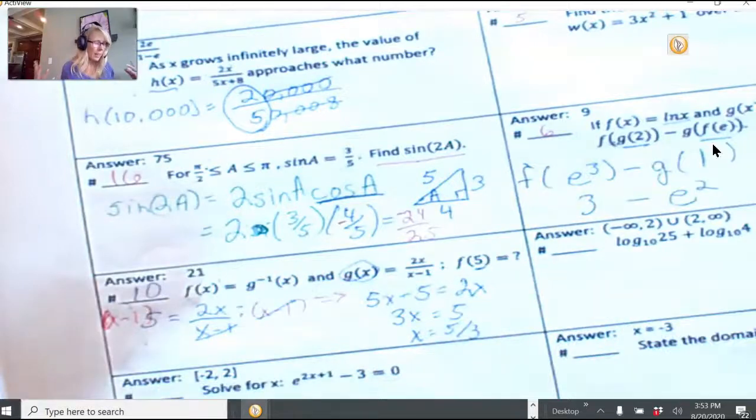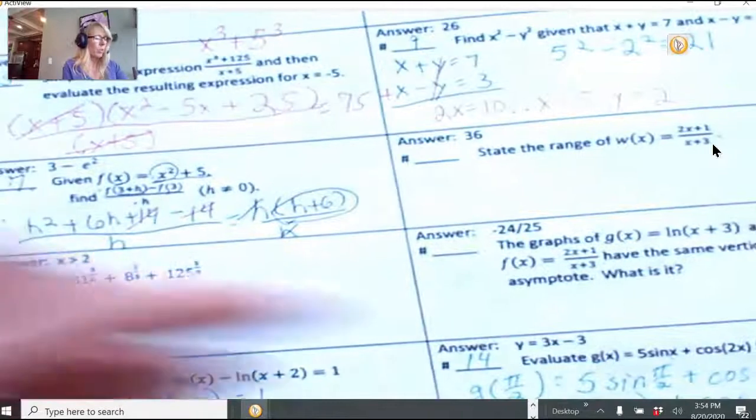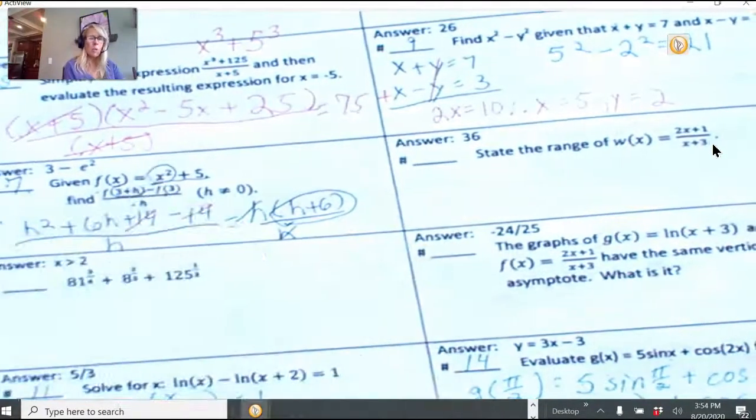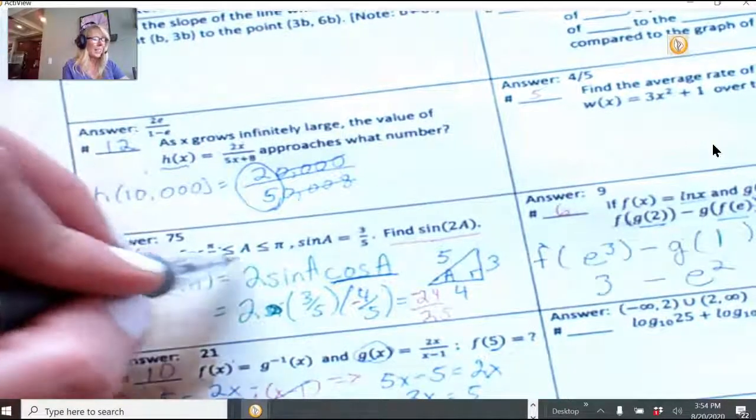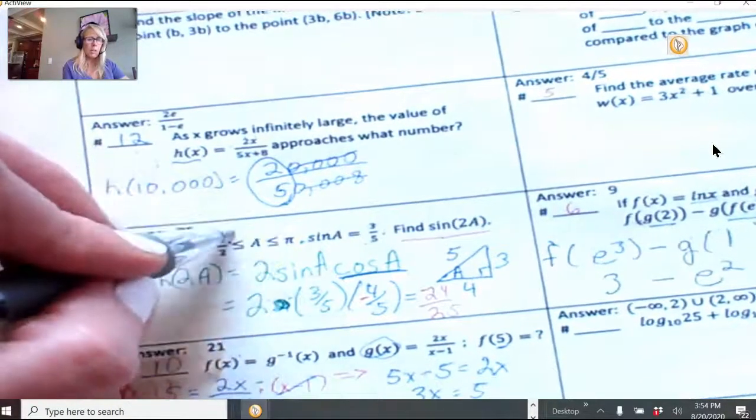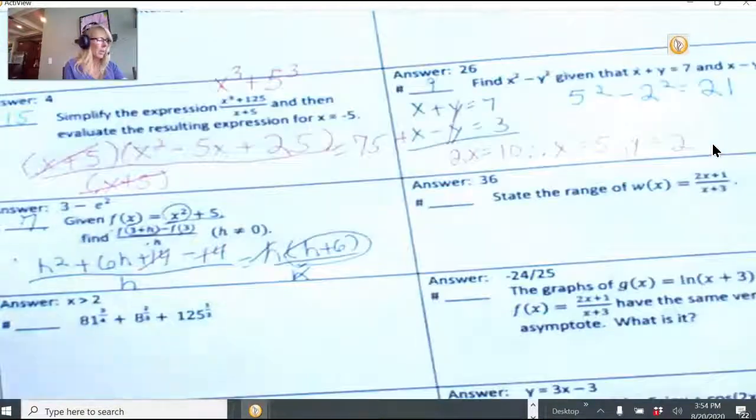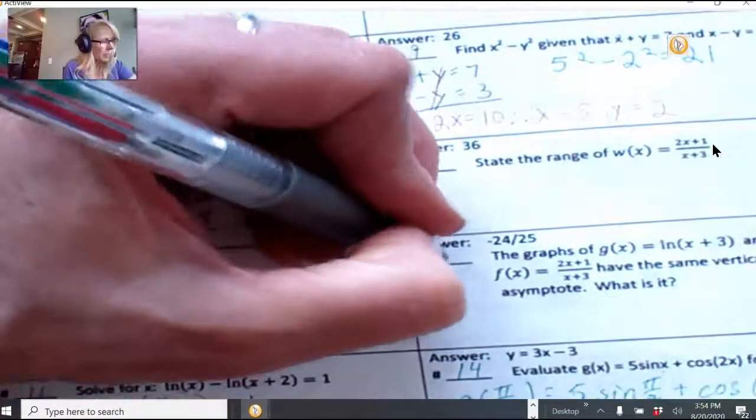And again, I like these circuits because it keeps you honest. When you turn over the paper and you see negative 24 over 25 and how close it is to your answer, if you didn't think about the quadrants, that would keep you straight. All right, let's go to number 17.